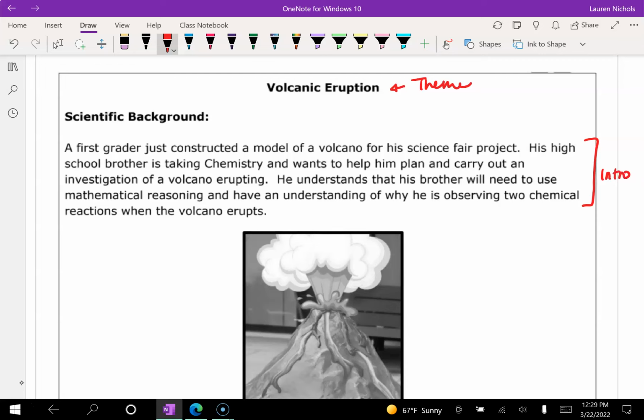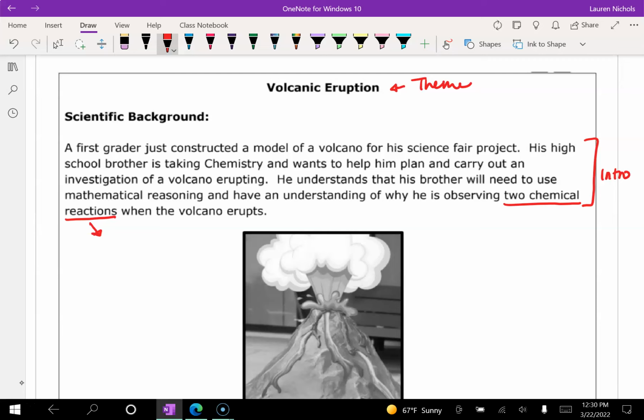So let's take a look and see if there's any vocabulary we can define and use in this. So it says a first grader just constructed a model of a volcano for his science fair project. His high school brother is taking chemistry and wants to help him plan and carry out an investigation of a volcano erupting. He understands his brother will need to use mathematical reasoning and have an understanding of why he is observing two chemical reactions when the volcano erupts. So there's not a lot of vocabulary in this scientific background, but it does mention chemical reactions.